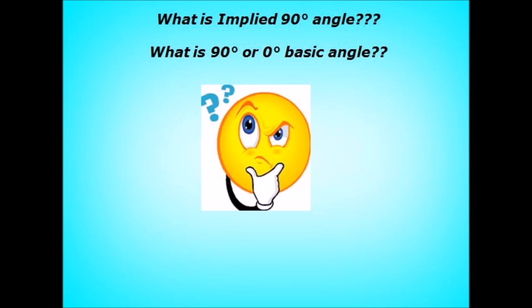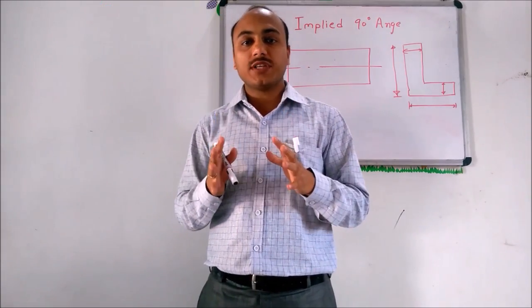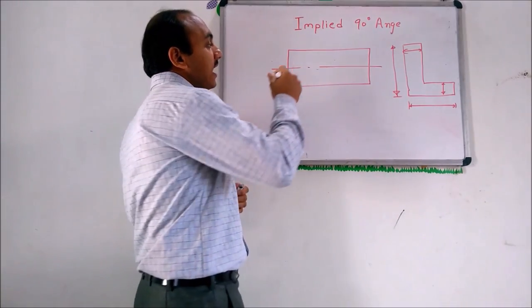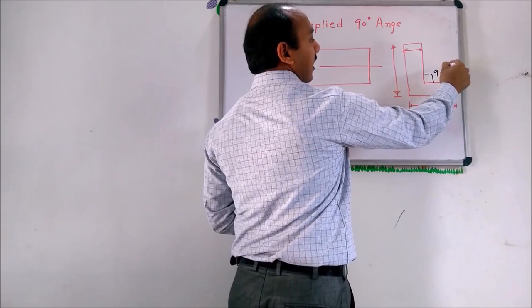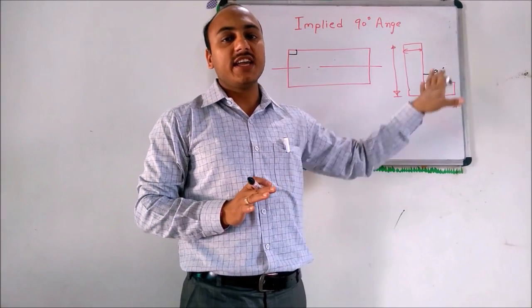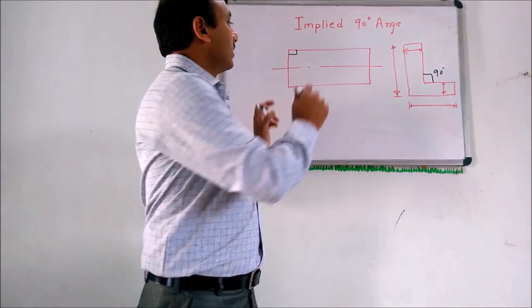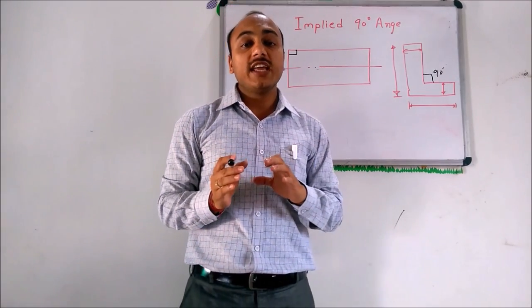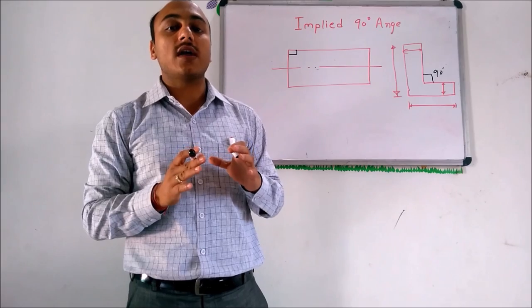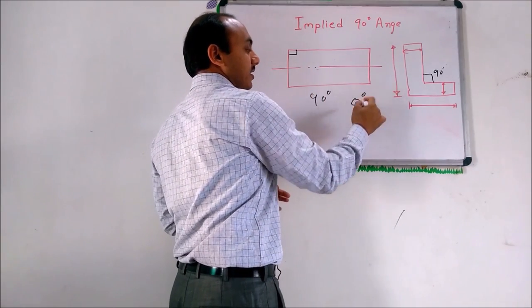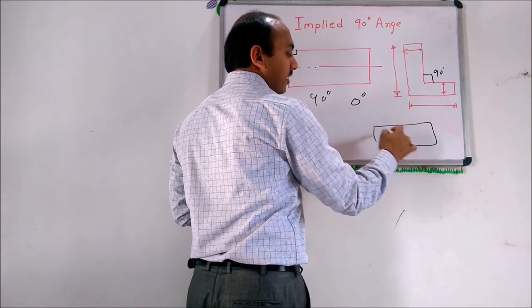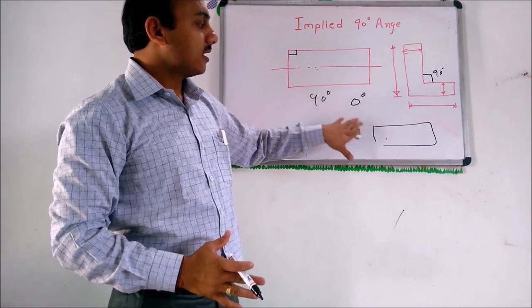Now let us discuss what is an implied 90 degree angle and what is a 90 degree or 0 degree basic angle. So in a drawing, in orthographic projection, that is 2D views, generally we do not provide any kind of angle for these corners. Or suppose we are drawing this kind of thing, we need not provide this 90 degree angle. It is assumed that there is 90 degree on that corner, or this edge is parallel with this axis. So 0 degree or 90 degree, those angles are called implied angles. And on those 90 degrees or 0 degrees, we have a certain table for the tolerances on our drawing. So on those angles, that table is applied.